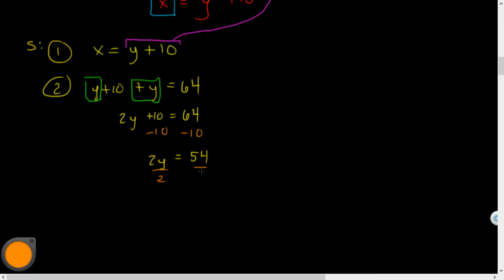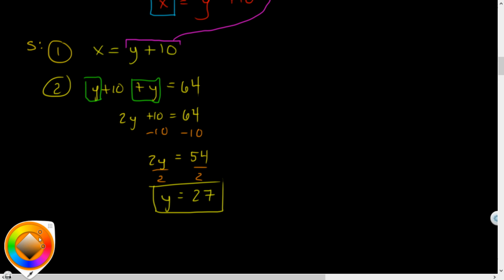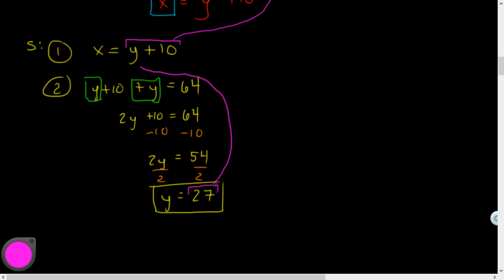Let's see if our answer is right, the one that we guessed earlier. Y equals, let's see, half of 50 is 25. Half of 4 is 2. 25 plus 2 is 27. That was one of our answers. And now how could I find the value of x? If y equals 27, then plug it in for this one right here. And that's going to be step 3. So I'll have x equals y, which is 27, plus 10, and I get x equals 37.